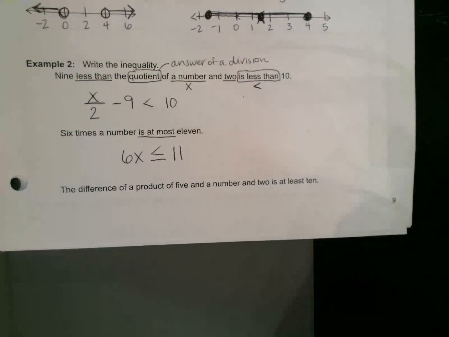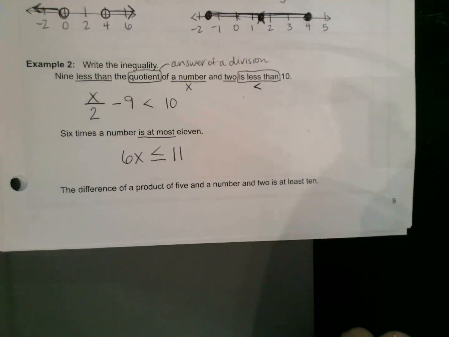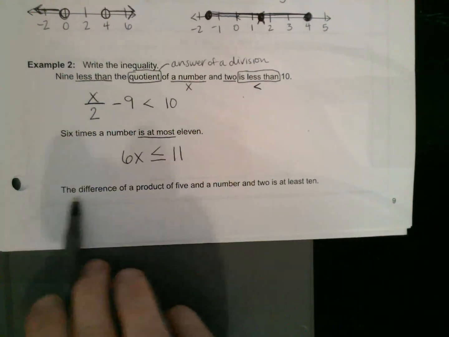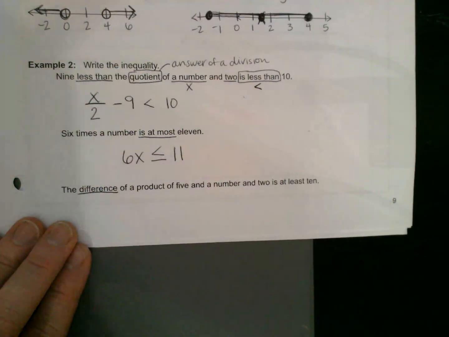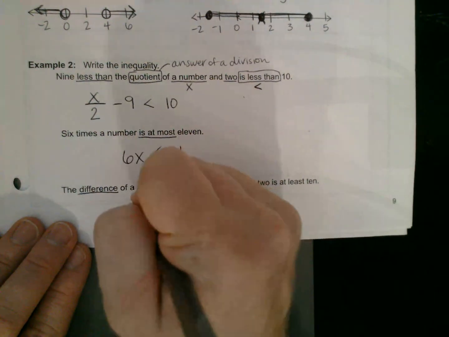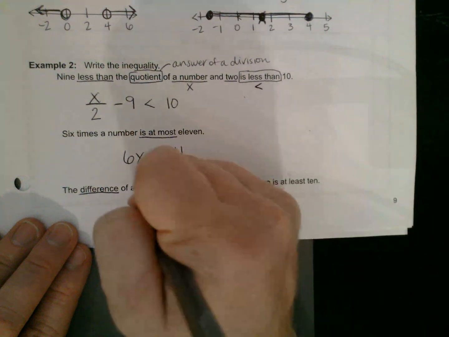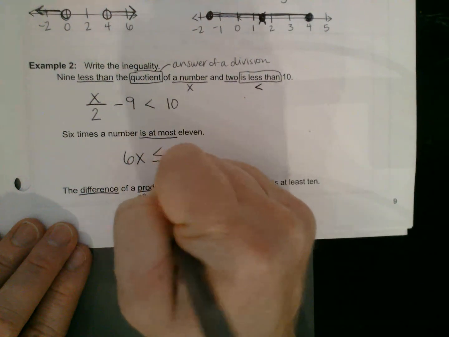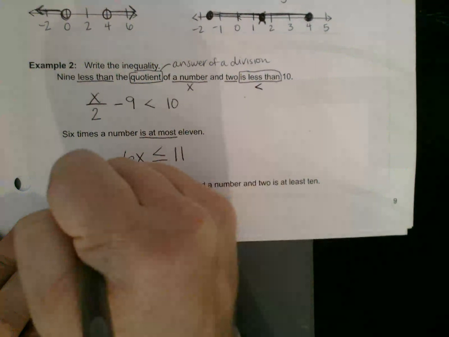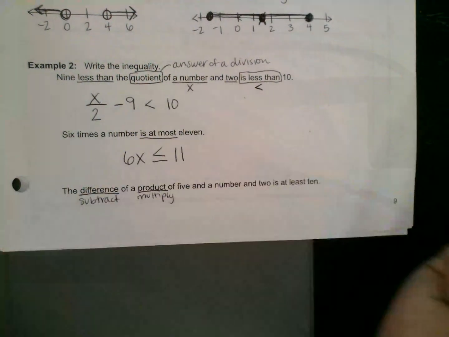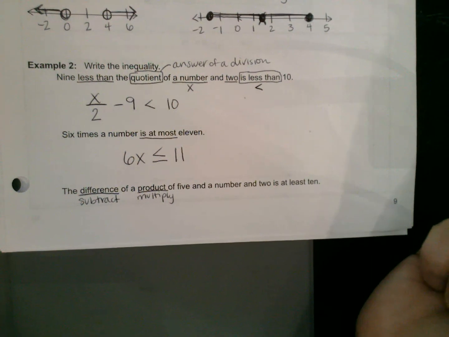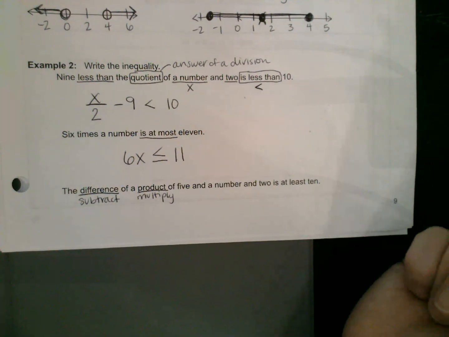All right, now this bottom one, there's a lot of words here. The difference of, difference means subtraction. Difference of a product. Now, product means multiply. I'm going to write those out. Difference is subtract. Product is multiply. So we've got 2 different things going on. We need to figure out how to do those at the same time.